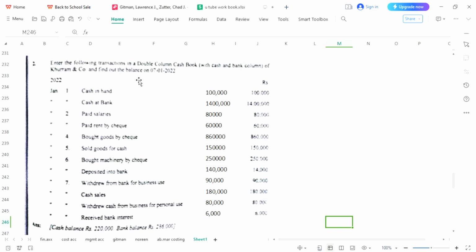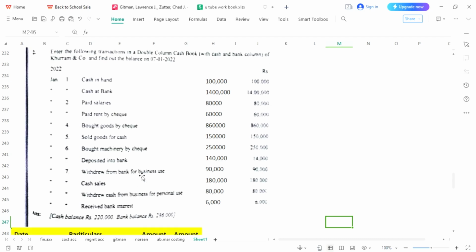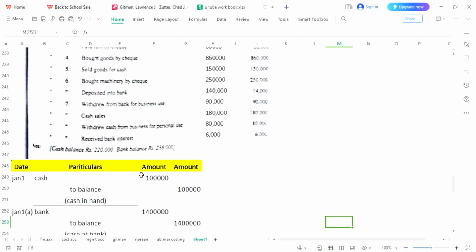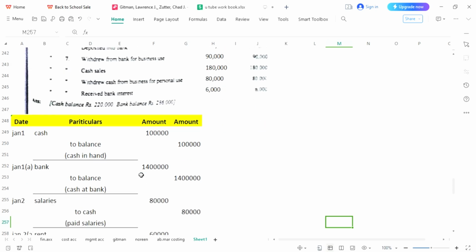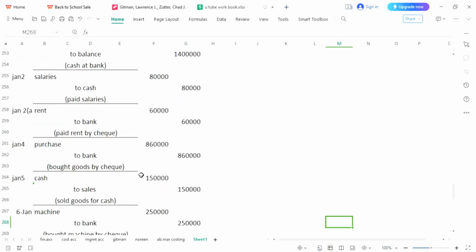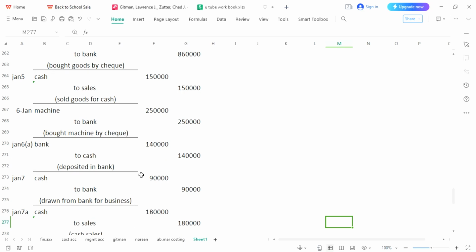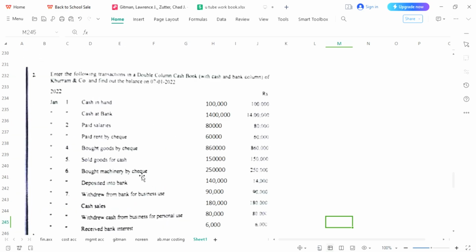And as you people know, in the first part of this lecture, we have already entered these journal entries. As you can see, all of the transactions are entered in the journal from January 1 to the last entry. Now, the second target was to make your cash book, and since we are related with double column cash book, it means we will have cash and bank ledgers at the same time. That is why it is called double column cash book.